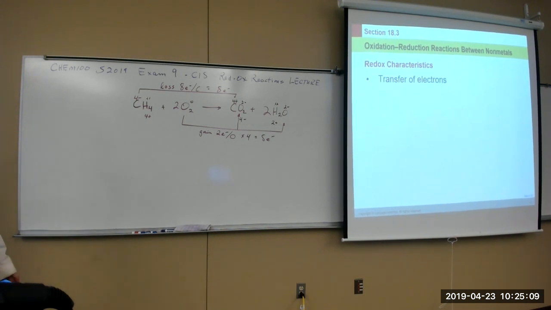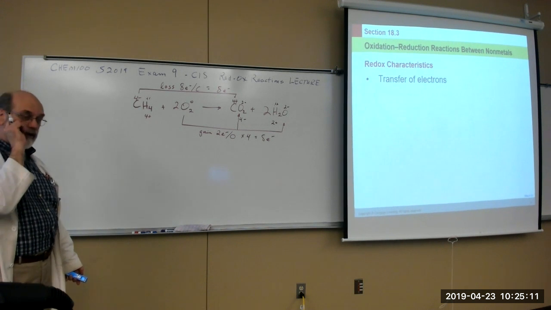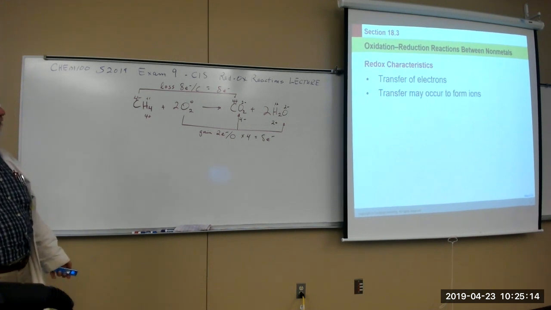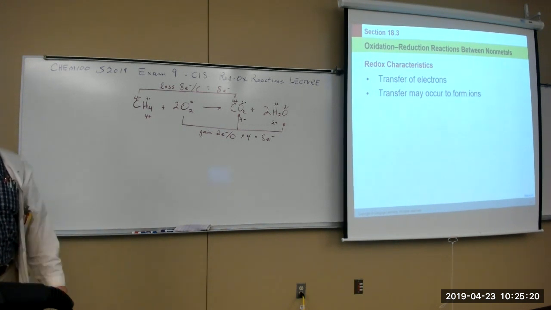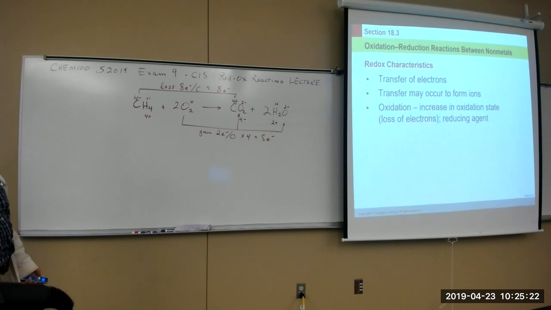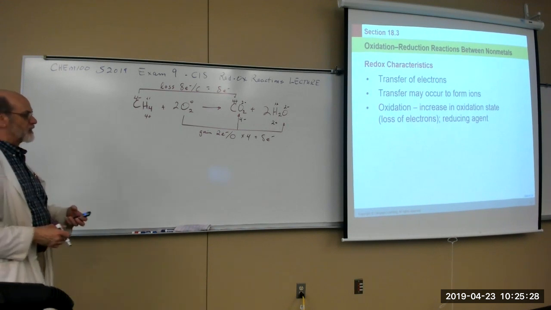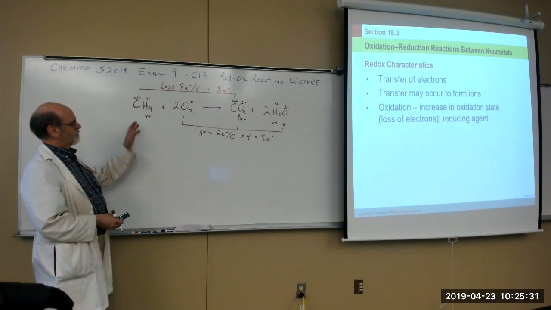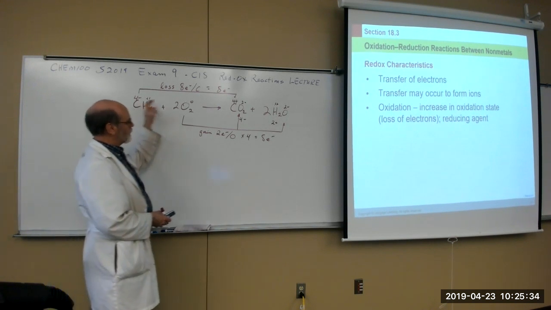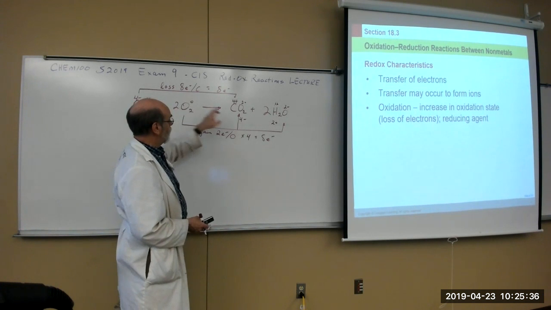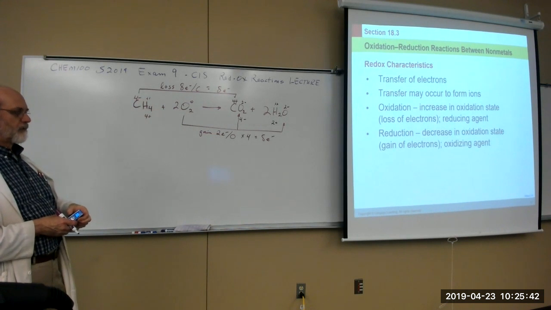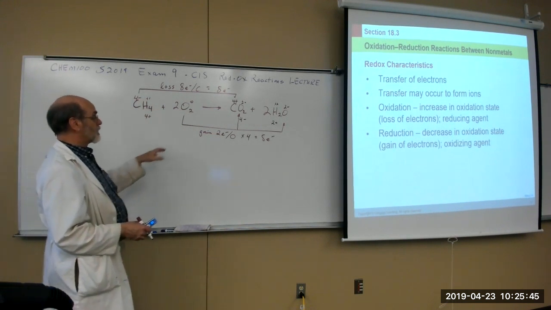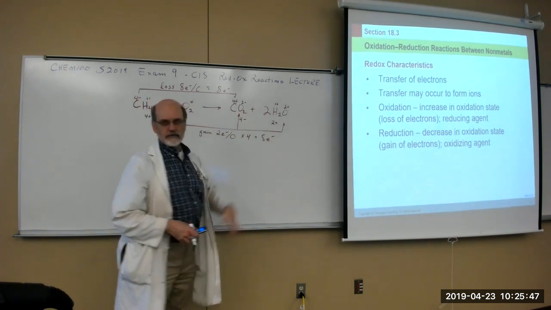All right, this is sort of a recap. Redox reactions always transfer electrons. You can form ions by the transfer, but you don't have to. When we oxidize, the oxidation state increases. That is, it becomes more positive. So in this oxidation, we've become more positive to go from -4 to 4 plus. And reduction is a decrease in the oxidation state. It becomes more negative. So we go from 0 to 2-.